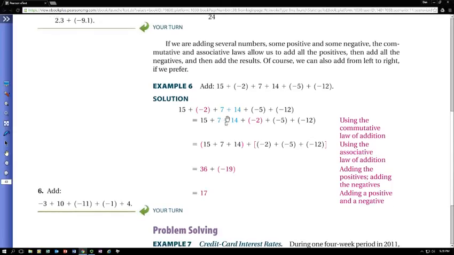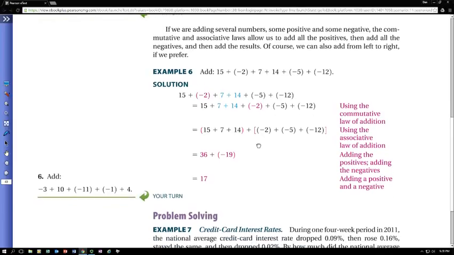They put all the positives first and all the negatives next, and then they group them, which is the associative property. And they say, well, let's just add this group of positives and let's add this group of negatives, and they get this. And you would do that.